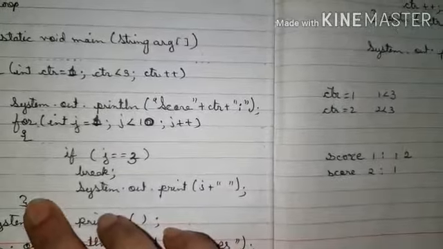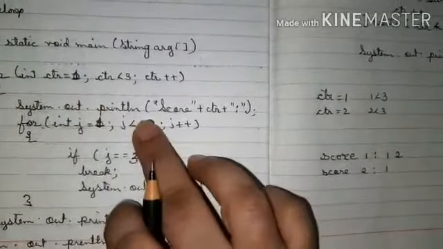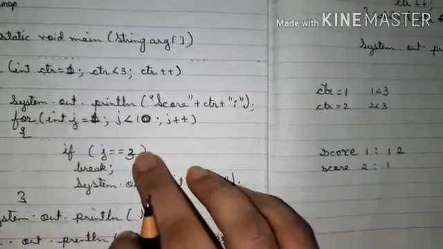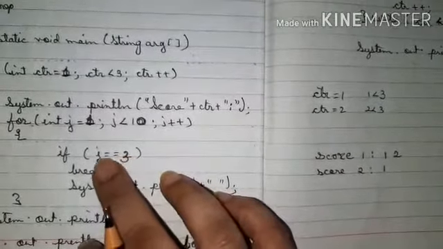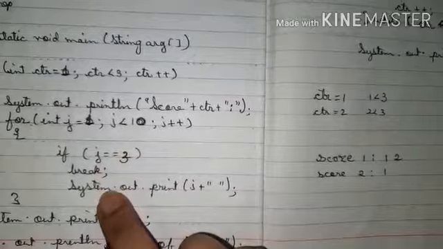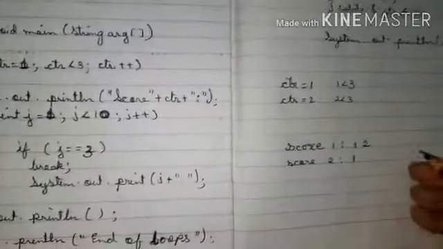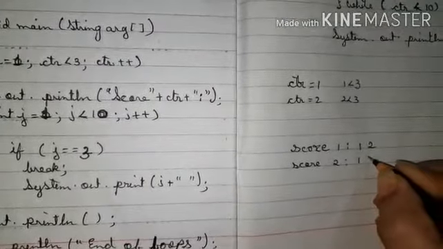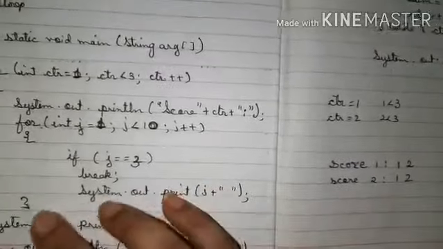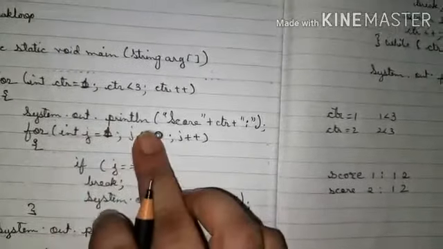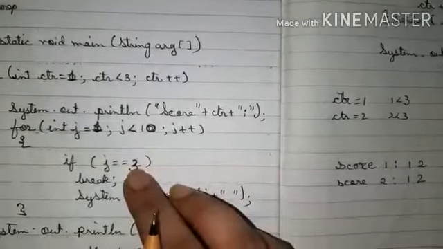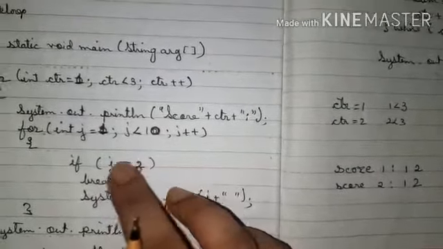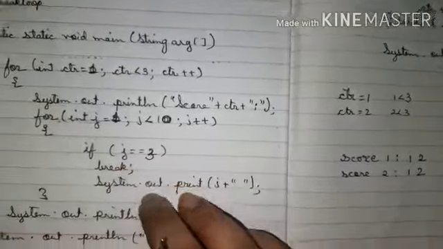Then it will come here. Now J became 2. 2 is less than 10. Condition true. So it will come here and will check. So 2 is not equal to 3. So it will not execute the break statement. Instead of that, it will come here and it will display 2. Then J is 3. Condition is true. 3 is less than 10. So it will come here. So 3 is equal to 3. Condition became true and break, and it will come out.